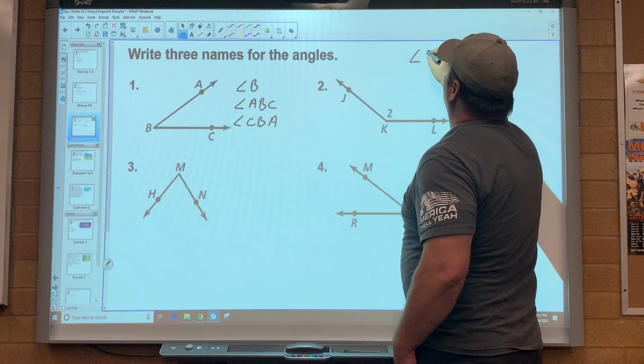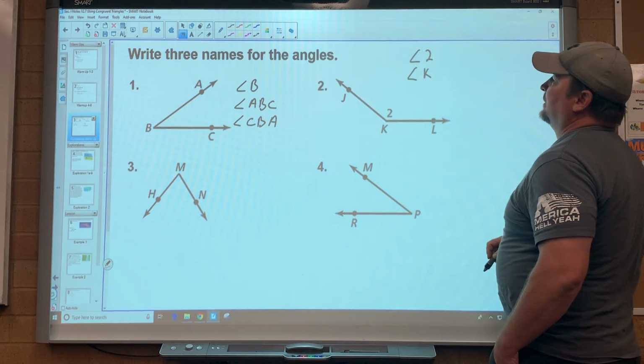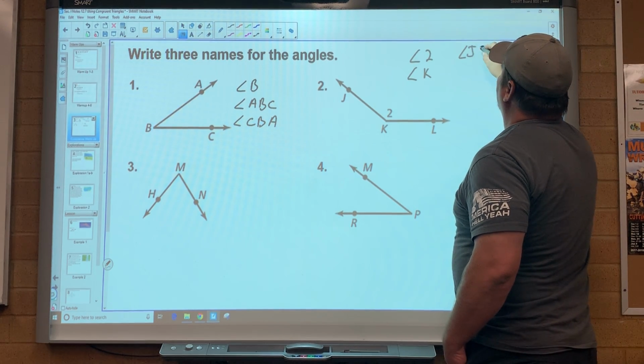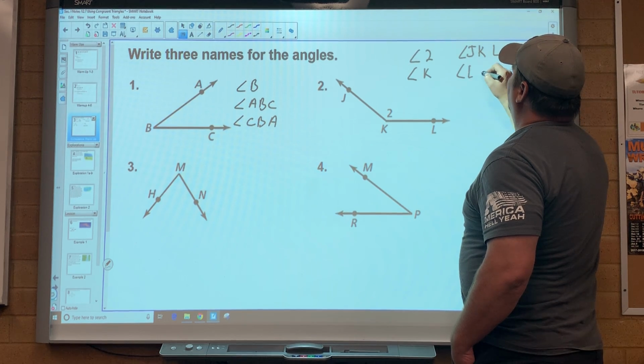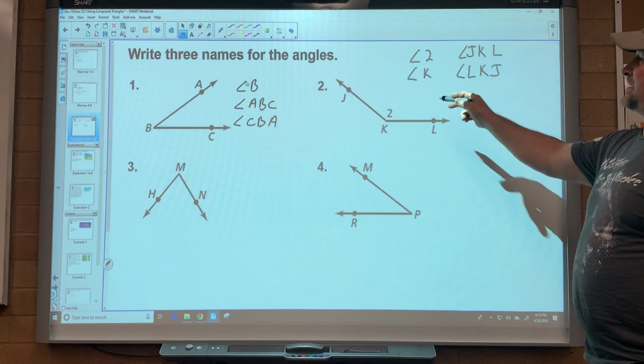So we could say angle 2. We could say angle K. And now we can use the three letters. Angle JKL, angle LKJ. Those are the four ways you could name this angle.